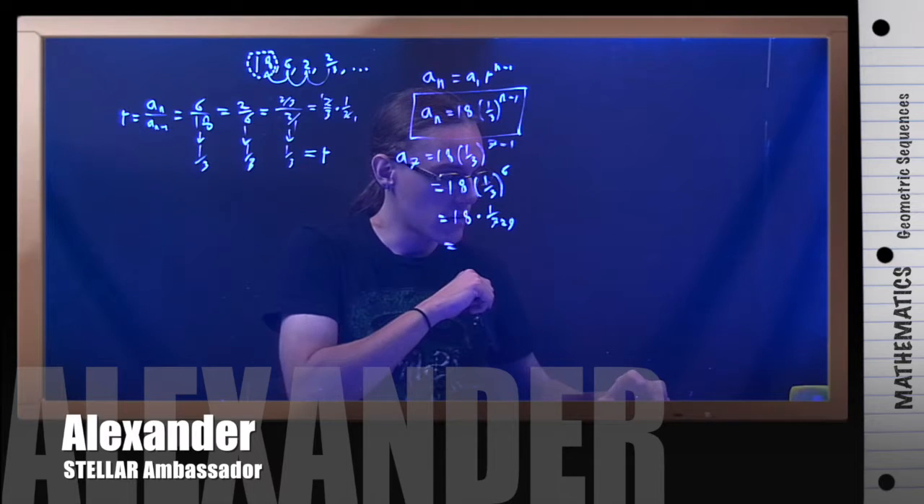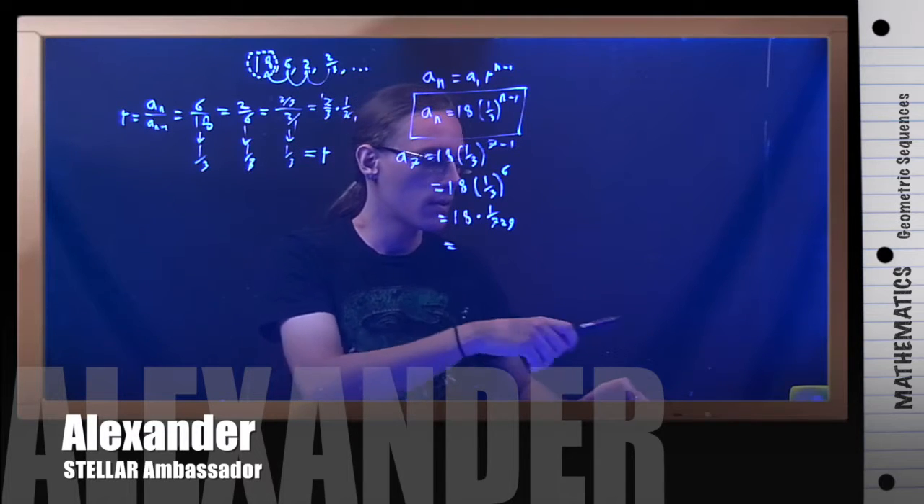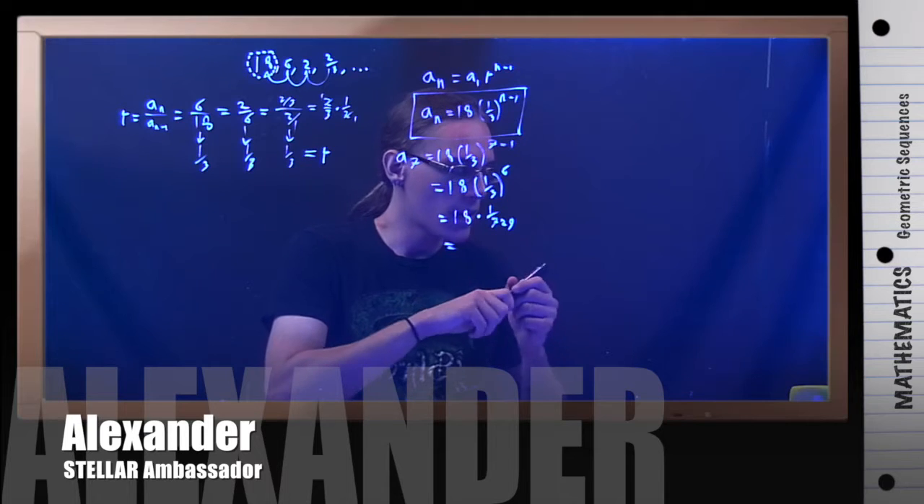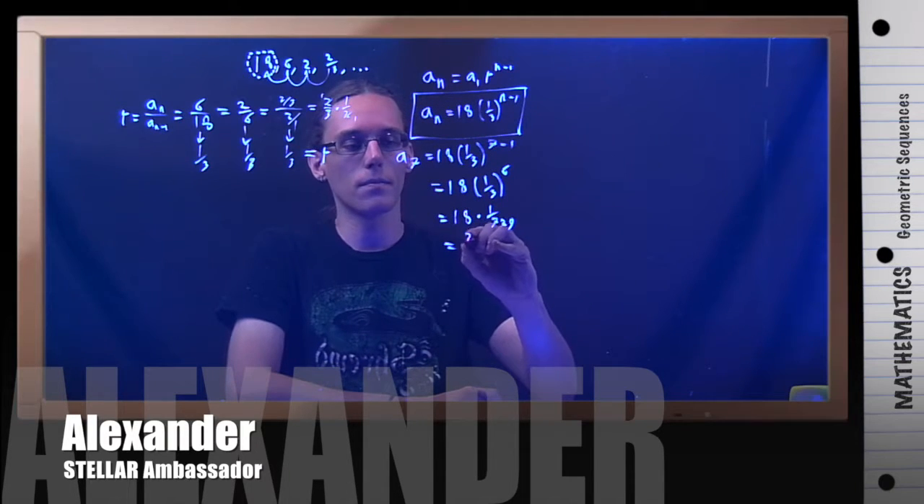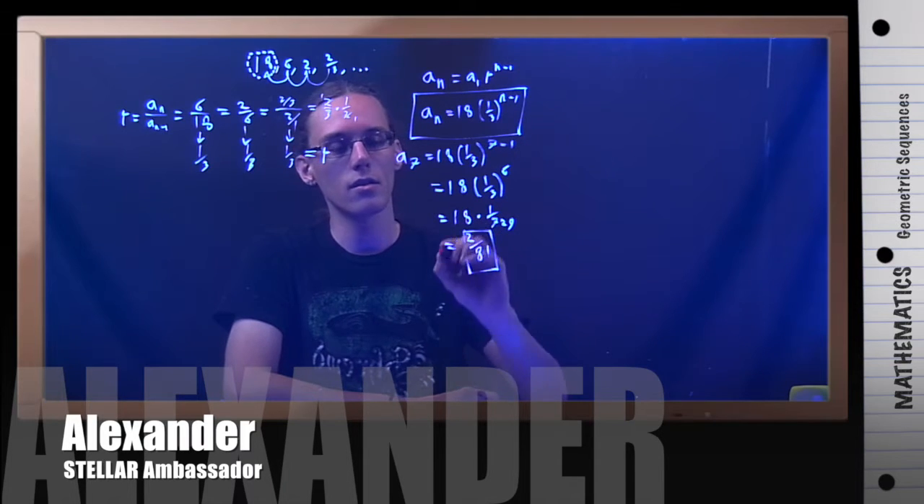So if I do 18 divided by 729, I get a decimal value, which I don't want, so I just hit the math button and then enter on fraction here. Then I hit enter again, and that gives me 2 over 81. And so that would be the 7th term of this geometric sequence.